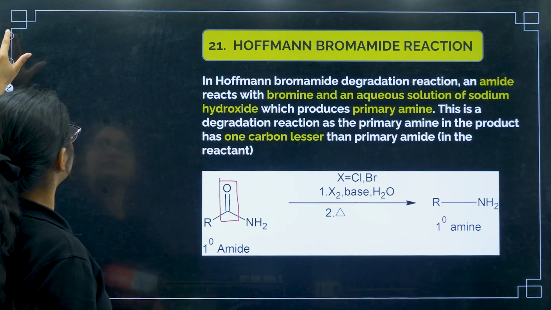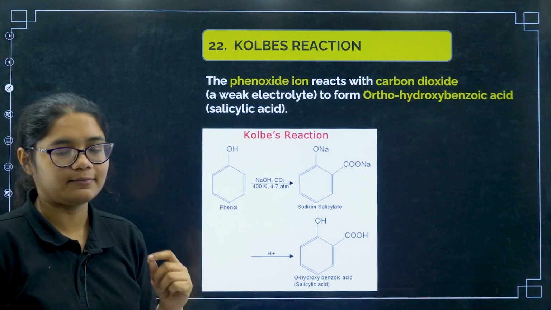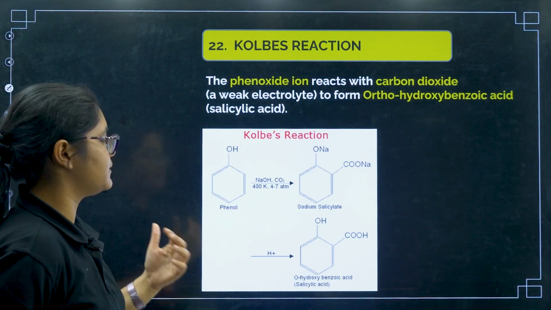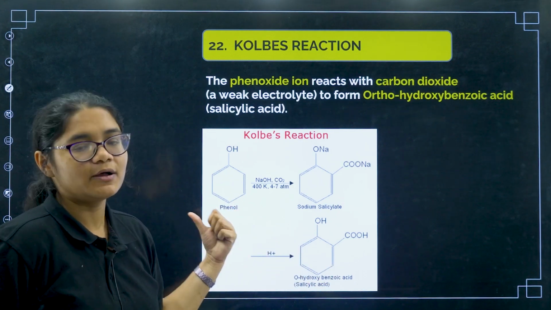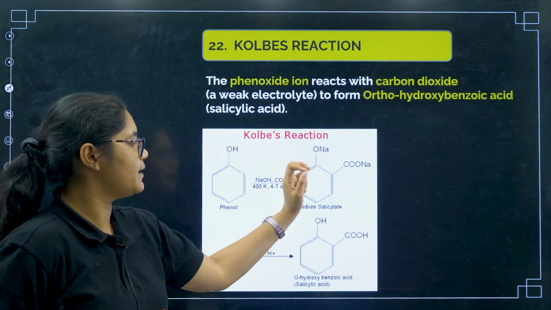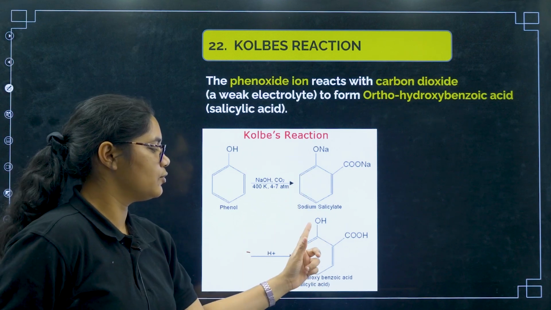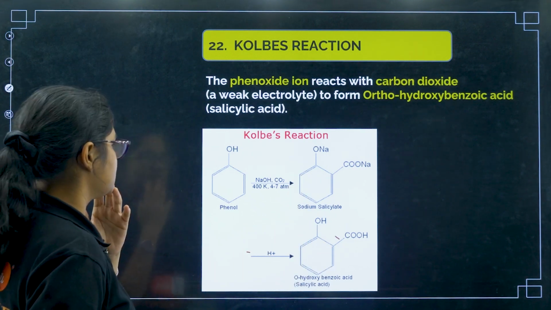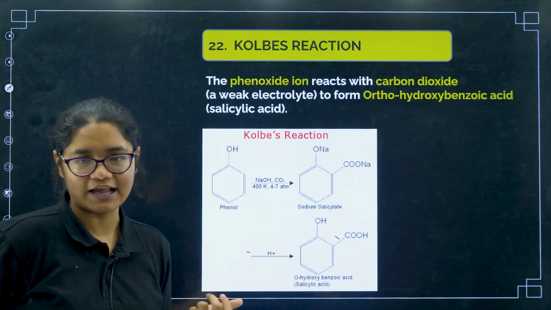Next we have, okay, sorry, next K, I missed, I told you Kolbe's reaction. So Kolbe's reaction is for the preparation of salicylic acid. So you take a phenol group, then you treat it with sodium hydroxide and carbon dioxide, you get O-Na+ and COONa. After that H plus is given and you have OH and COOH group. So this is your Kolbe's reaction. So with this we have completed all the name reactions. You can see only 22 reactions are there.